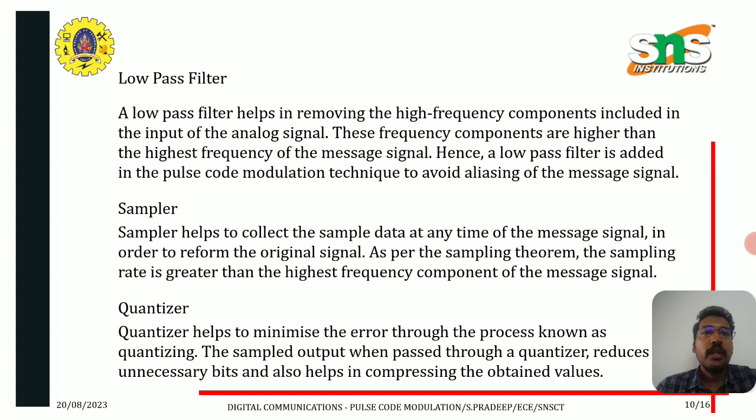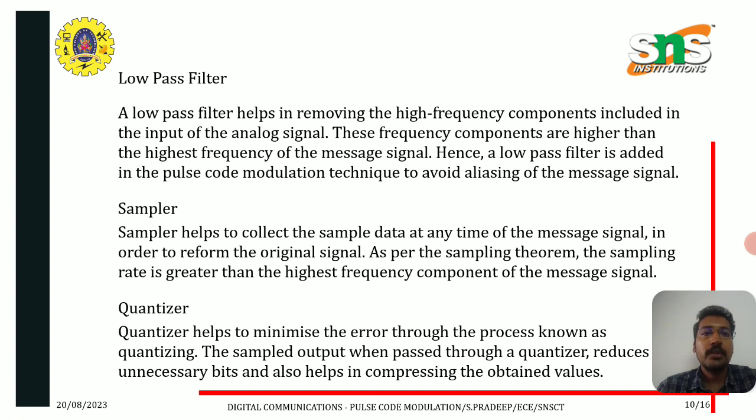Here, a low pass filter helps in removing the high frequency components included in the input of the analog signal. These frequency components are higher than the highest frequency of the message signal. Hence, a low pass filter is added in the pulse code modulation technique to avoid aliasing of the message signal.